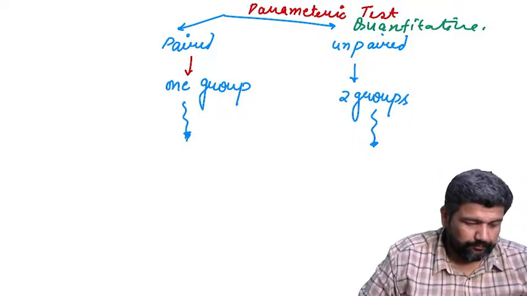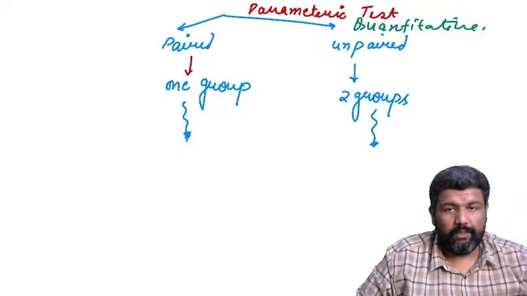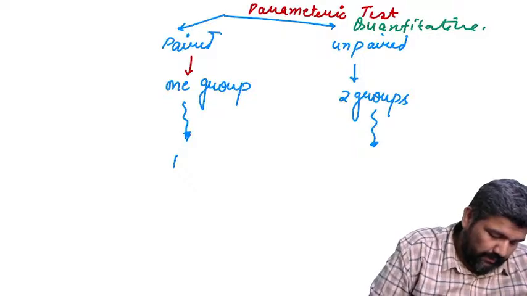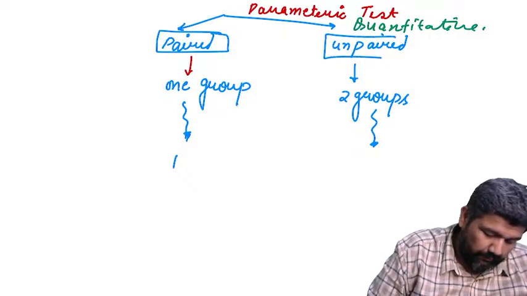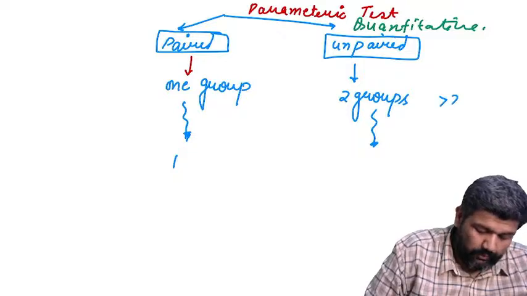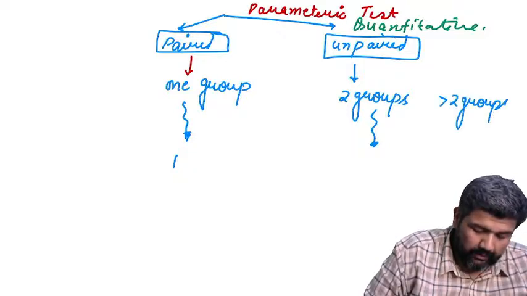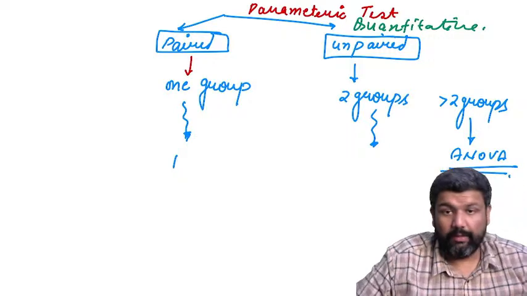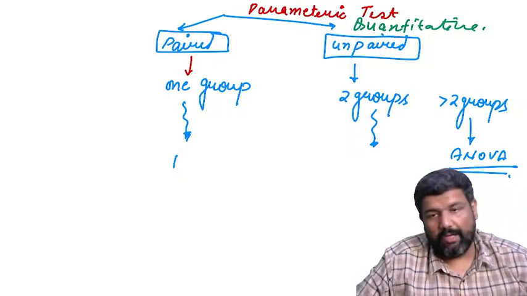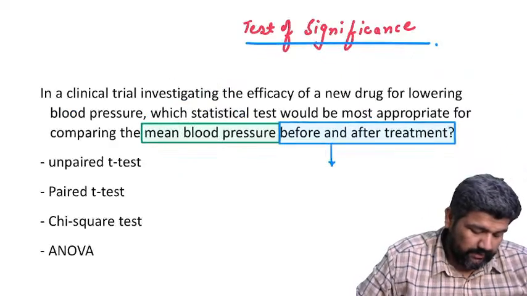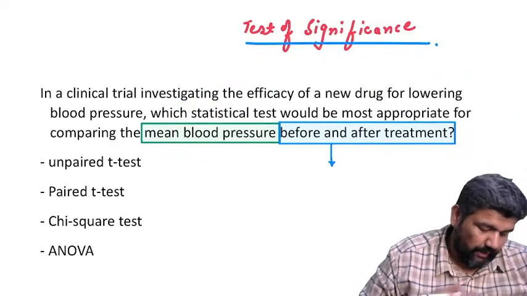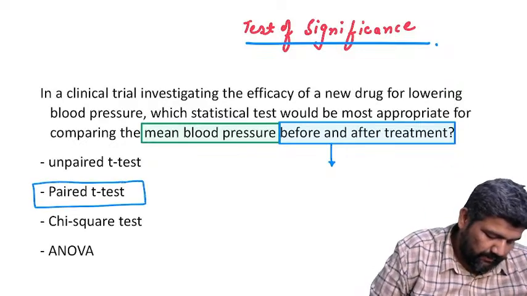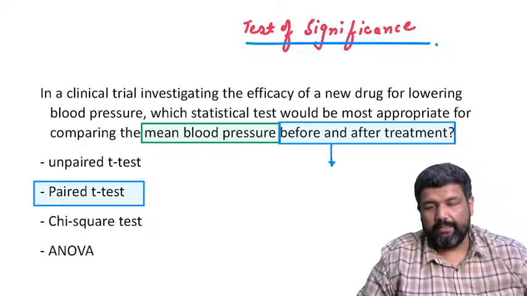Now guys, one more point I want to tell you. What if there are three groups? Paired t-test is used for one group, unpaired for two. Whenever we have more than two groups, we use ANOVA. Right? So this is about parametric tests. So guys, according to you, what is the correct answer here? It is the paired t-test.